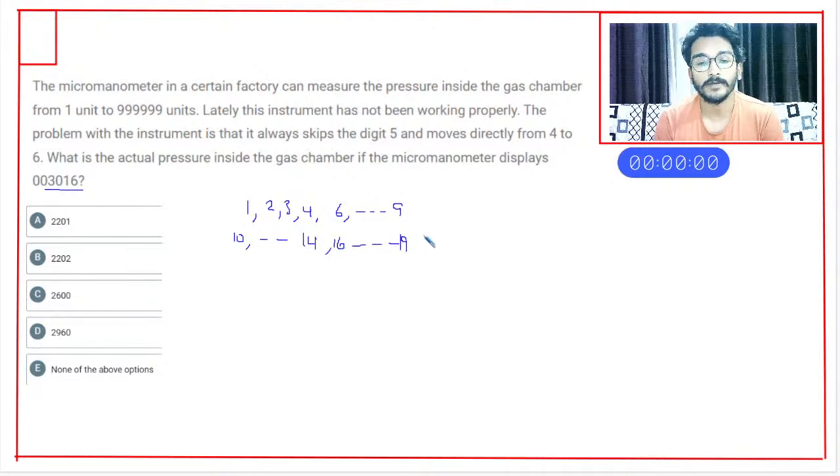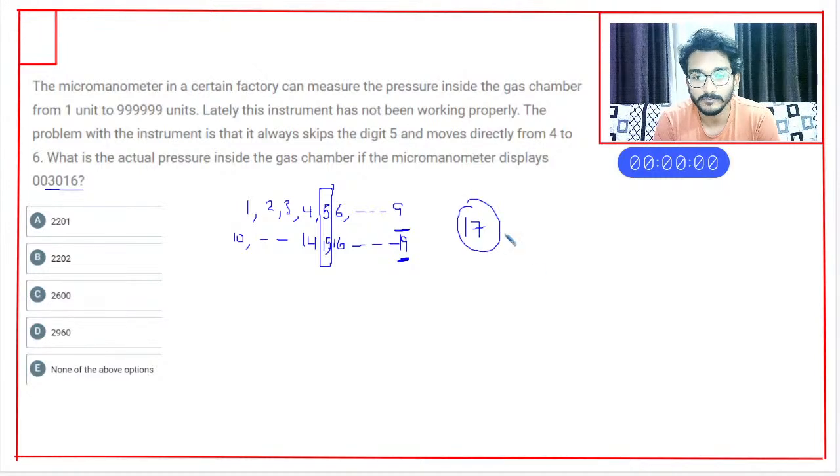So if I say that the pressure is right now 19, is the pressure 19 right now? If the device is showing 19, it's not 19, because actually 5 and 15 have been skipped. So the actual pressure must be 17, right? You getting this? So it means the final answer must be less than 3016.